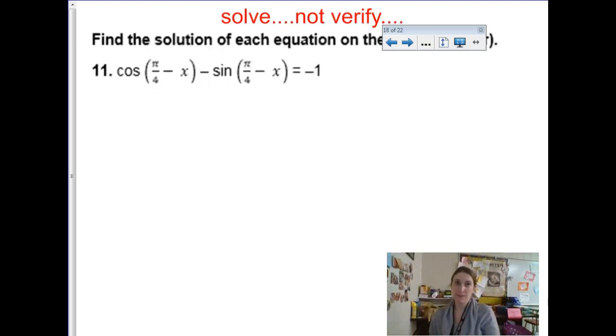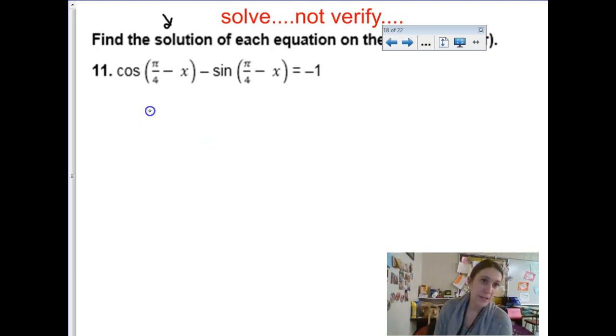Alright, now this is different. The directions say find the solution. So sometimes kids get really excited about verifying because they just want to stop. So this time we're not verifying, we're actually solving. So take a deep breath on this one, guys. This is a little involved. This is on your notes. Go down to number 11 if you could.